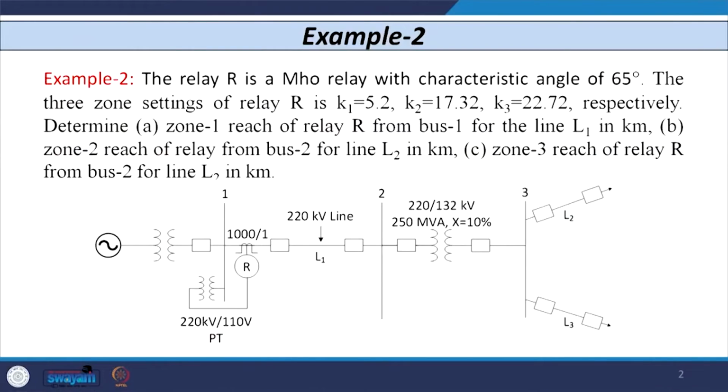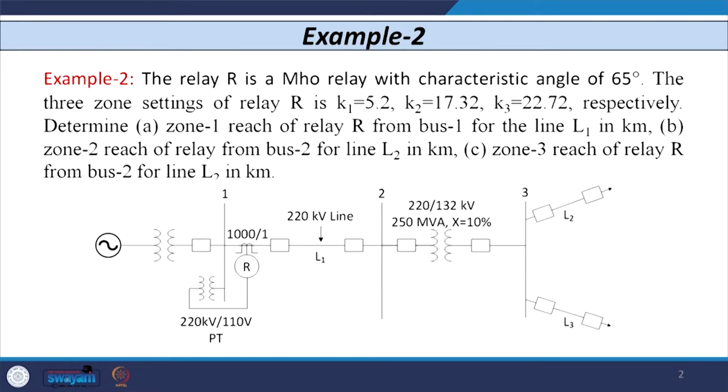Okay, so in this lecture we further continue our discussion on distance relays. So let us start with one example on distance relay. So the example is given here. The relay R is a Mho relay with characteristic angle 65 degree.